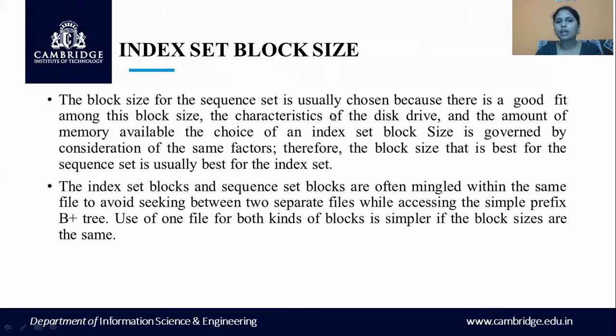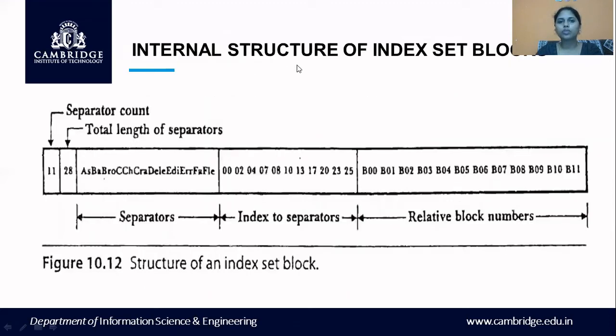What are the factors? The characteristics of the disk drive, whether you can fit this index set into the memory, whether they are feasible with the sequence set block size or not. All these features must be taken into consideration. The next consideration is that the index set block and the sequence set blocks are often stored inside the same file. So you should make sure that the index set block size and the sequence set block size are almost the same. They can't differ in a very large quantity. This is the second consideration you have to take into account when you are setting the size of the index set block. Next, we are going to discuss the internal structure of an index set block.